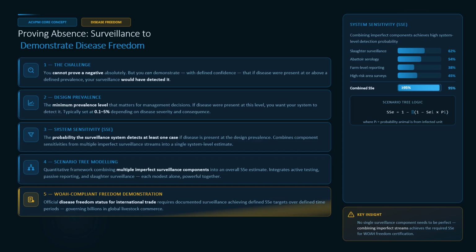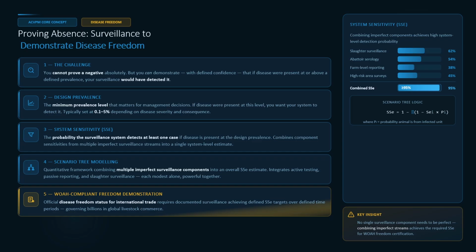Finally, this is what underpins WOA compliant freedom demonstration. Official disease freedom status for international trade isn't a declaration. It requires documented surveillance achieving defined SSE targets over defined time periods. That documentation is what governs billions of dollars in global livestock commerce.